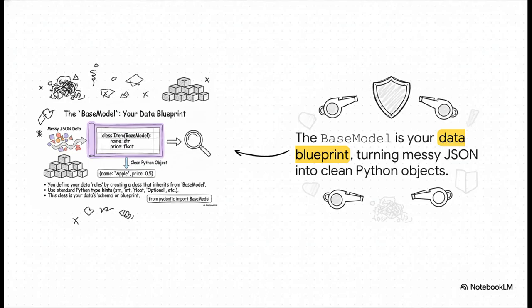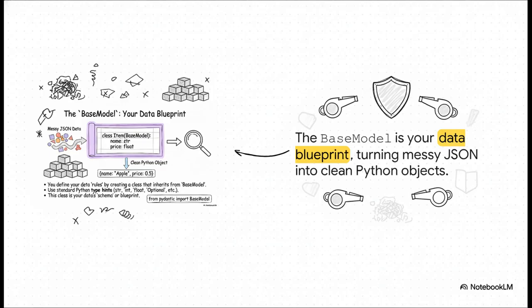So how do we give the data police its rulebook? It's actually incredibly simple. You create what's called a base model. Think of it like a blueprint for your data. You just make a class and use standard Python type hints, things like name: str or price: float, to define exactly what the data should look like. Pydantic then takes that blueprint and turns that messy incoming JSON into a clean, predictable Python object you can actually trust in your code.